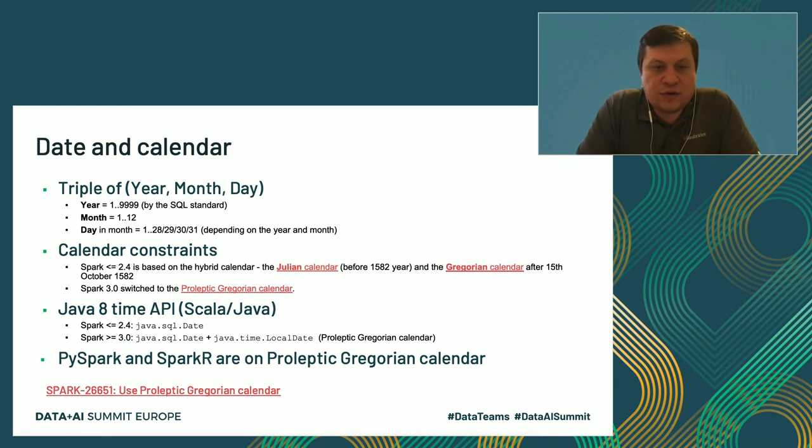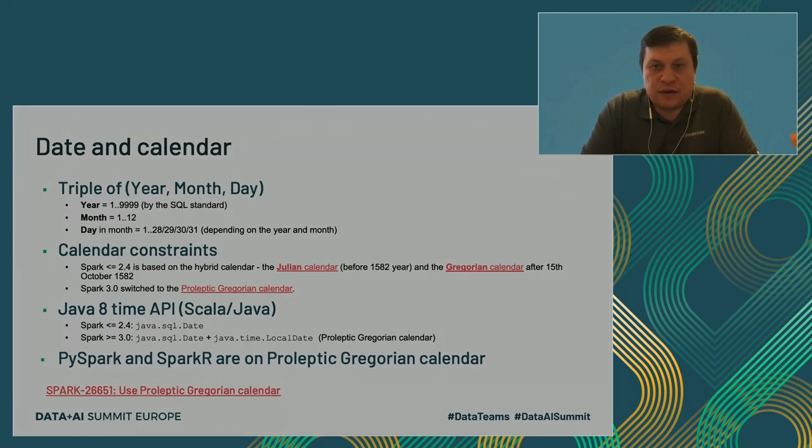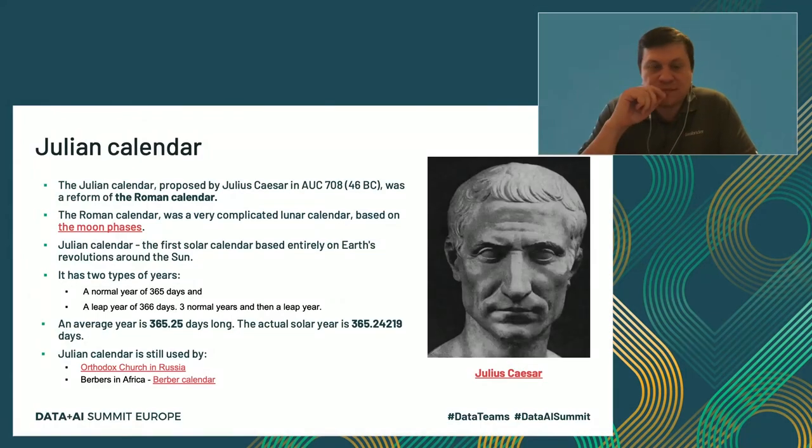Below the slides, you can see a link to a Spark issue, which is some kind of umbrella for all tickets related to switching to the proleptic Gregorian calendar. If you open this link, you can see many issues solved during the switch to the new calendar.